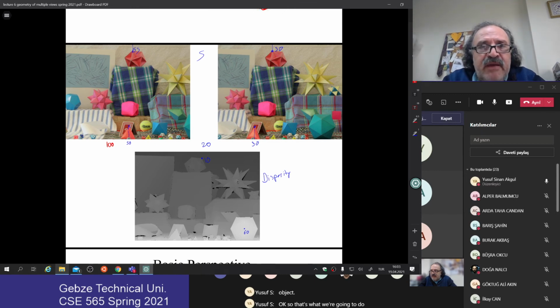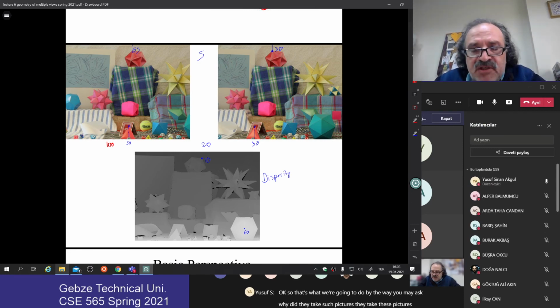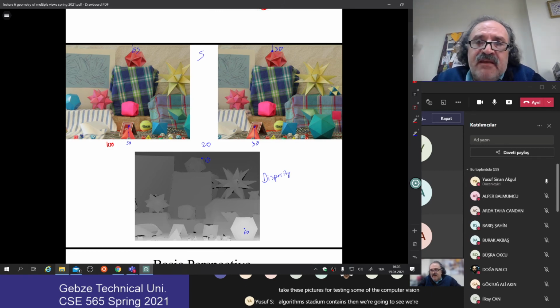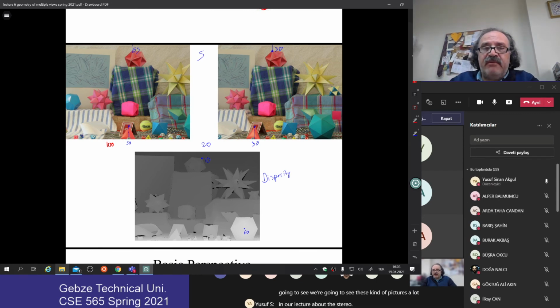By the way, you may ask, why did they take such pictures? They take these pictures for testing some of the computer vision algorithms, stereo algorithms, and we are going to see these kind of pictures a lot in our lecture about the stereo. Okay, any questions so far about the stereo?